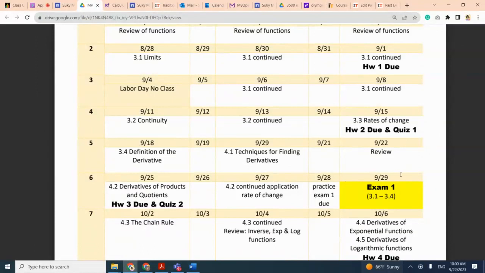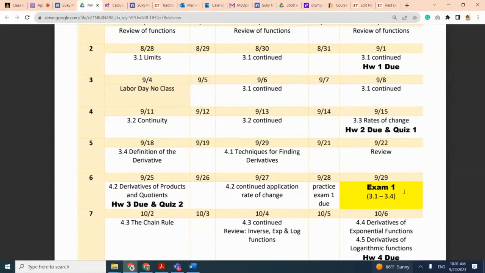Okay. So our exam is next Friday. Our exam only covers chapter 3. Even though I want to give you 1 week to study for the exam, in this 1 week we still need to cover new stuff.